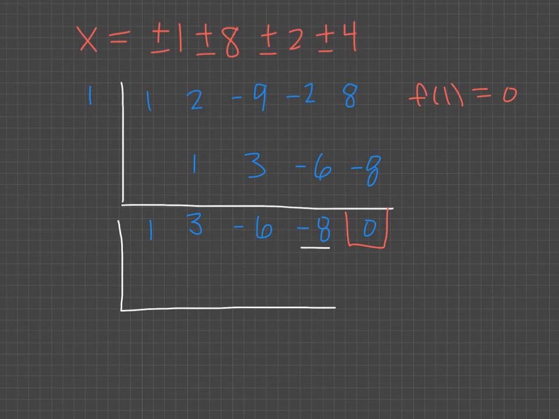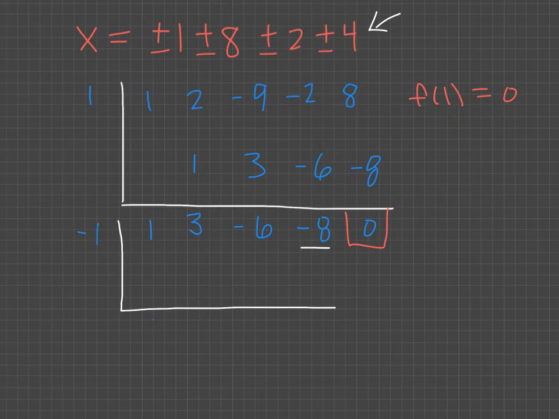Our constant term now is negative 8. Well, we get the same possible rational zeros for negative 8 as we did for positive 8. So we can pick from that list another possible rational zero to try out. So why don't we go ahead and give negative 1 a try.